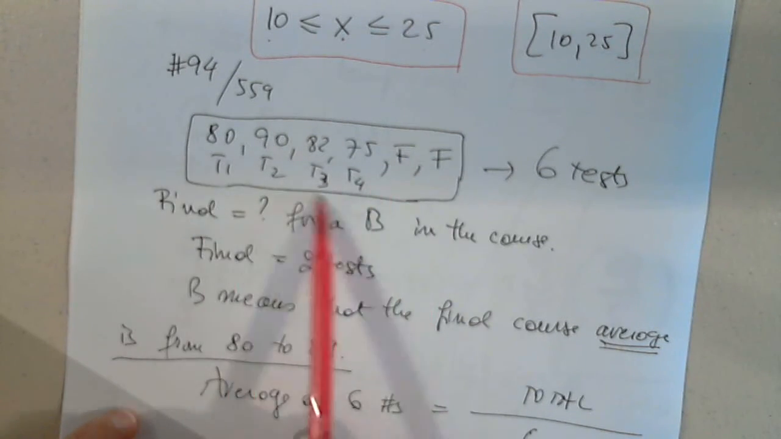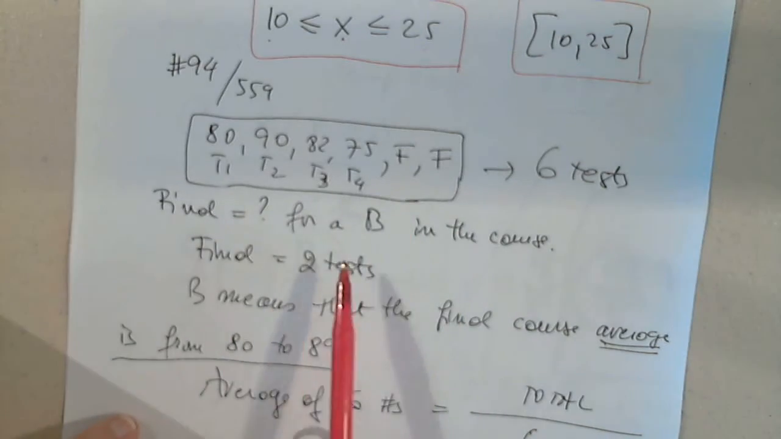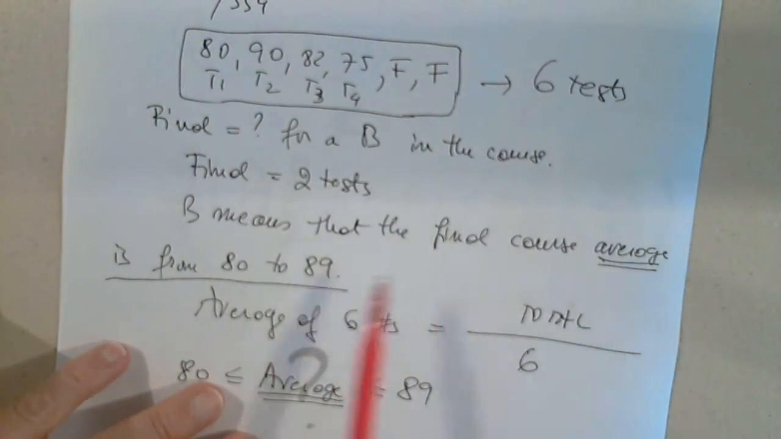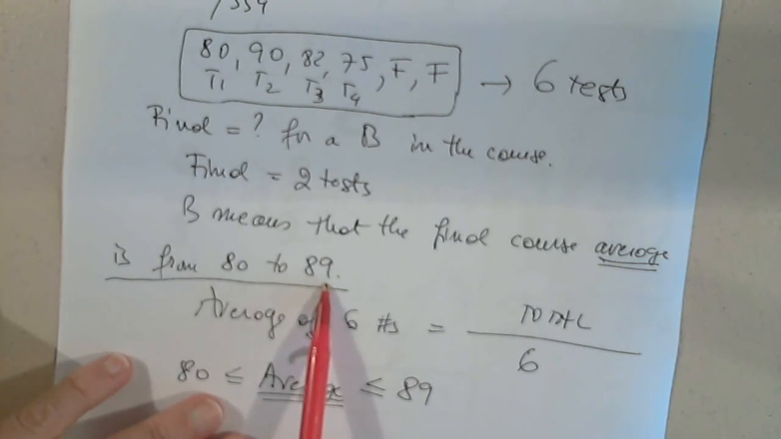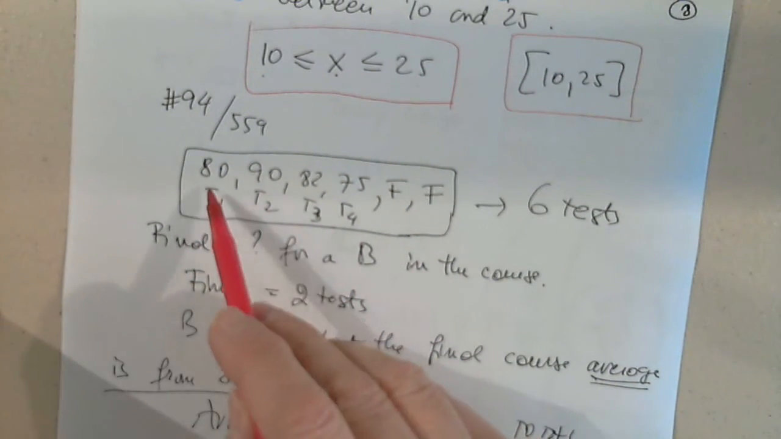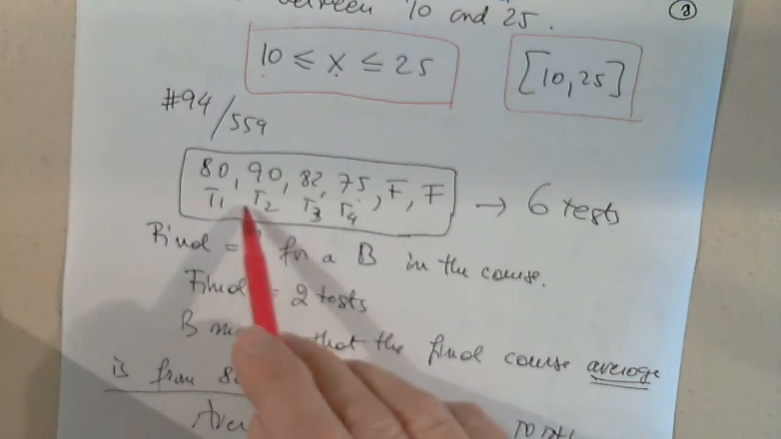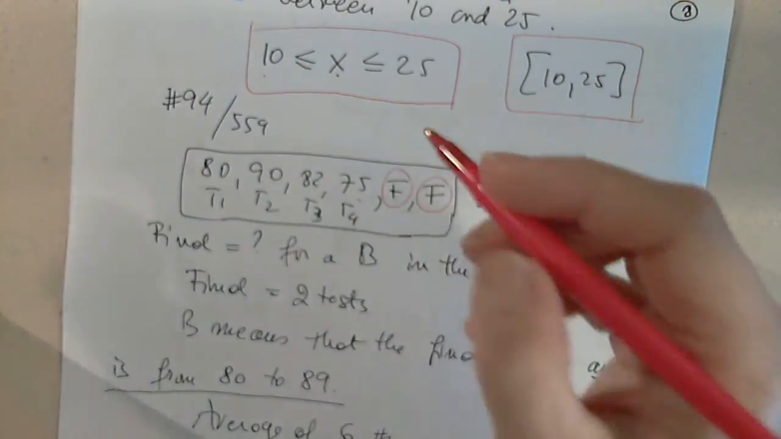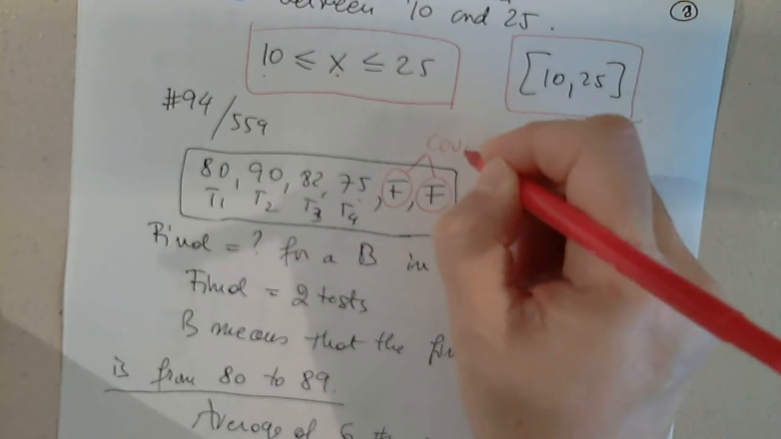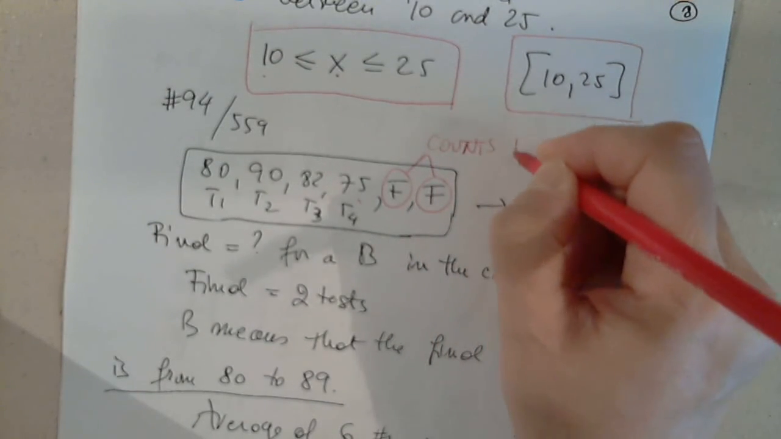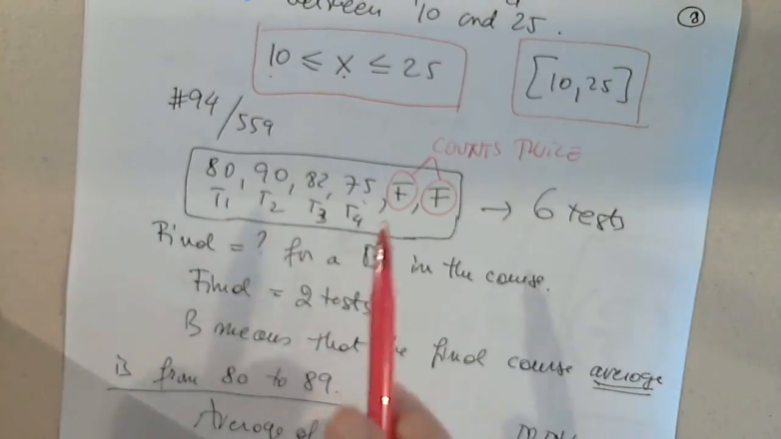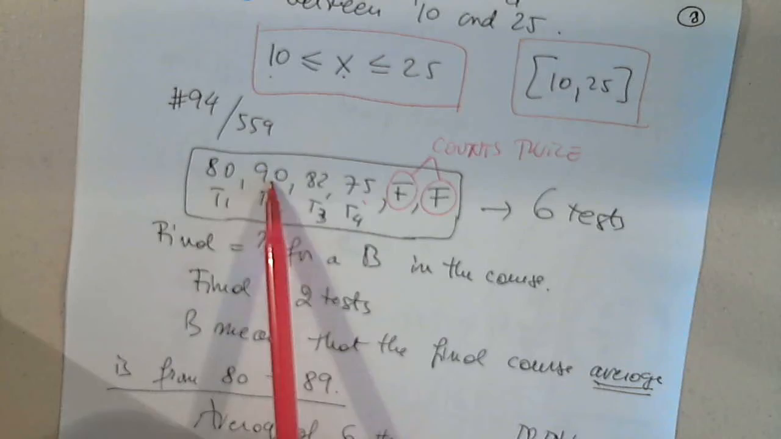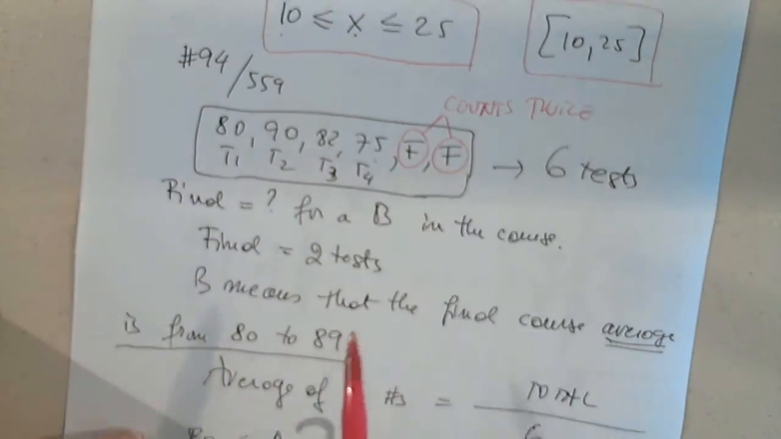Now, problem 94 on page 558, it's asking us to find what will be the score on the final exam of a total of 6 tests for a B in the course as the final letter grade. B means that the final course average must be between 80 and 89. So we are given these 4 grades on the first 4 tests, but we do not have the final exam that happens to count twice. Therefore, we have a total of 6 test scores, 1, 2, 3, 4, 5, 6.